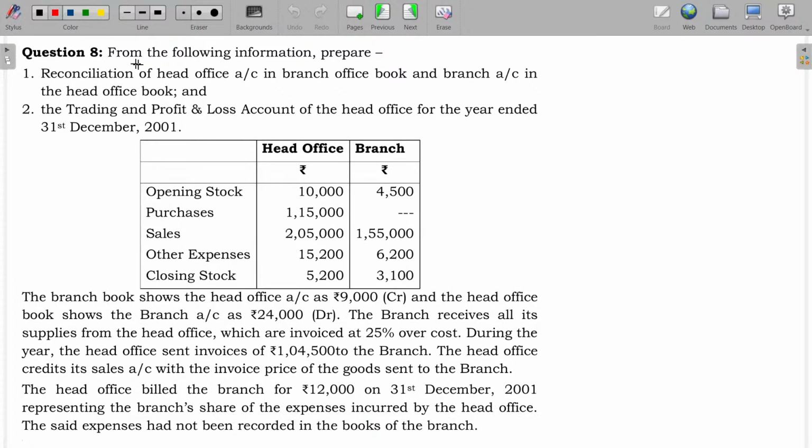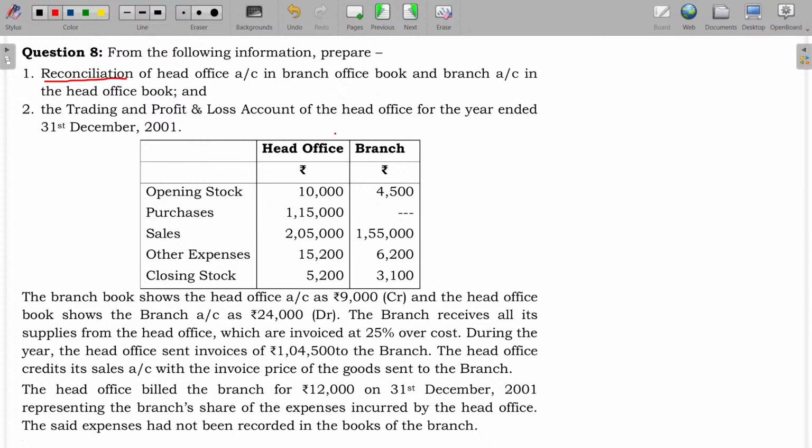Question number 8. From the following information, prepare reconciliation of head office account in branch office book and branch office account in the head office book. Then the trading and profit and loss account for the head office for the year ended 31st December 2001 is supposed to be prepared. We have been given the information regarding head office and branch office.